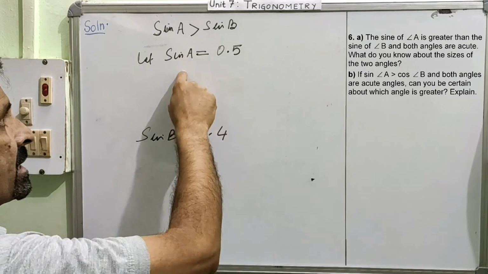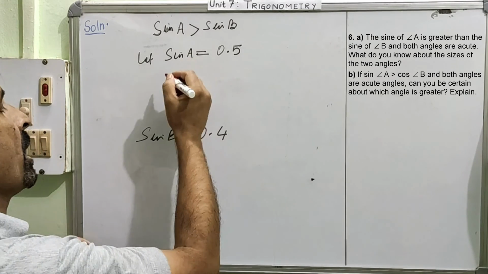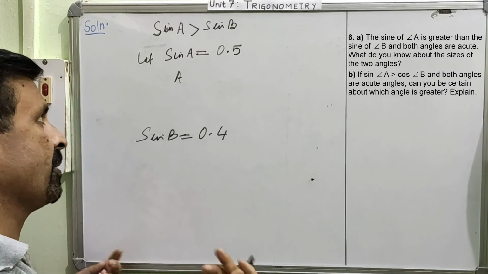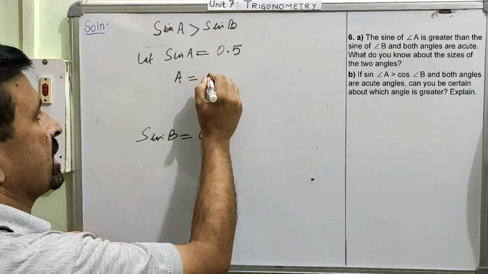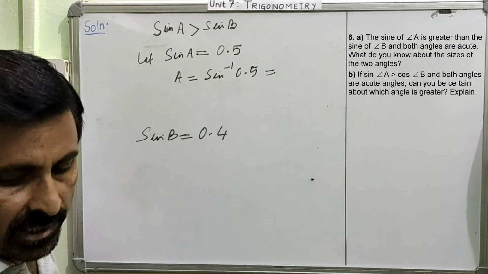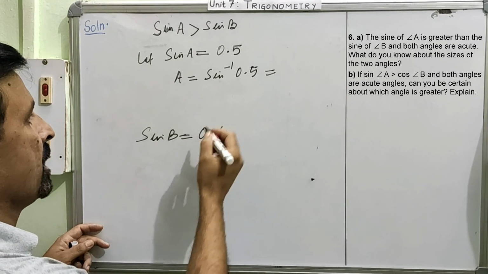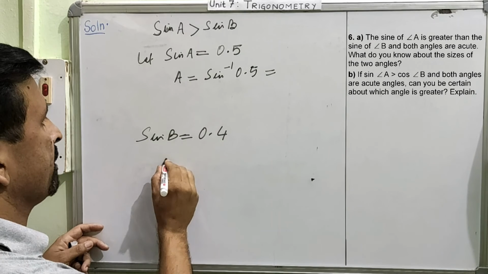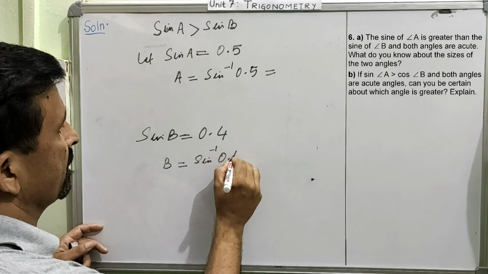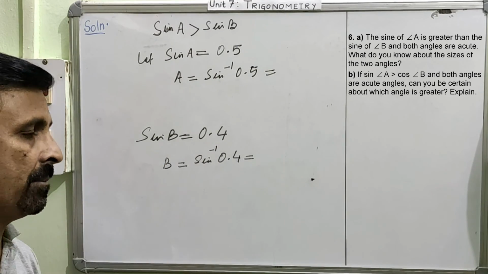So now if sine A is 0.5, is this okay? Then what would be the angle? How do you calculate the angle? You have already seen in the previous question, when the value is given, how you calculated the angle. Same way we will calculate. So sine will be sent to the right hand side, and it will become sine inverse 0.5. Using the calculator, you can find the value of this. And likewise, B will be equal to sine inverse of 0.4, and we will have the value of this also. So we'll find the value and then we'll be back.